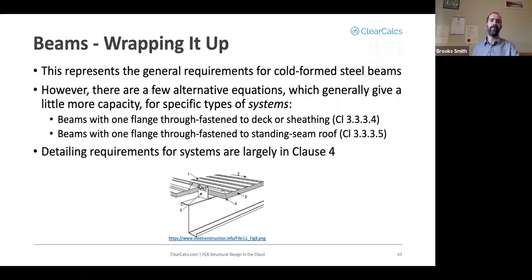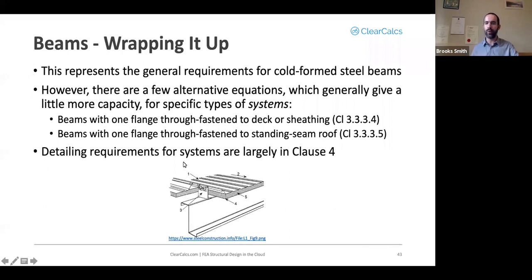factor for that. And if you have one flange through fastened to a standing seam roof, then you can look at clause 3.3.5 there and get a modification factor for that as well. I'm not going to go through those calculations. They're pretty straightforward. But if you have one of those specific systems, just refer to those sections and you can get potentially a little bit more capacity out of your system.